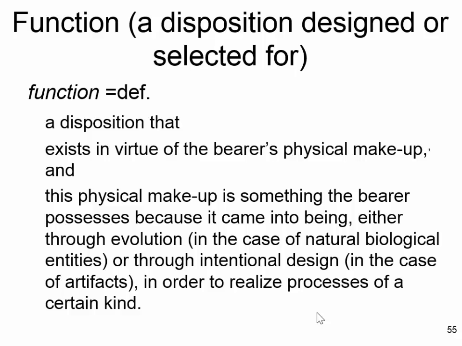And then a function is a disposition which is designed or selected for. So it's designed by a designer, for instance, in the case of a laptop or a screwdriver or a table, or it's designed through evolutionary selection in the case of an arm or a heart or a brain. So things have functions only if they are designed or selected for. And as far as we know, there are only two ways in which things can be designed or selected for. Either because they're artifacts, designed or selected for by a maker, or because they are parts of organisms, as in the case of the heart or the hand.